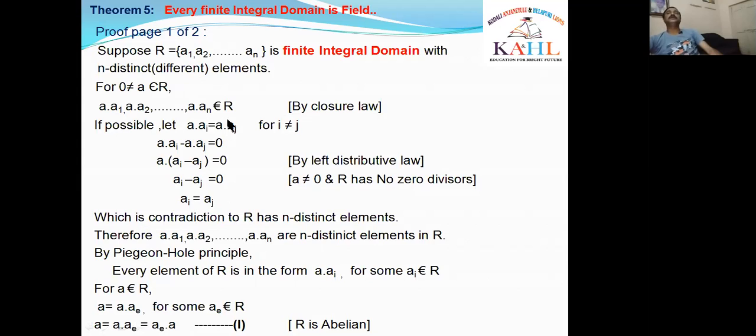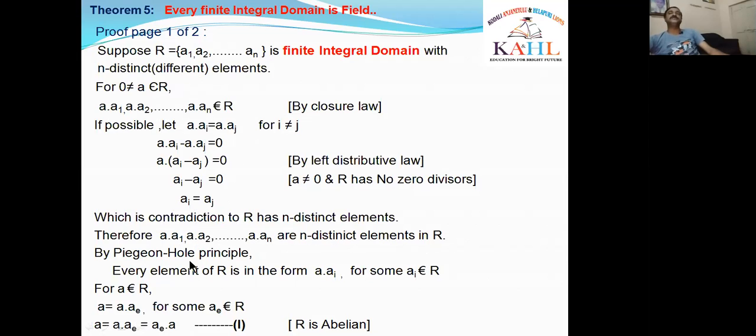So this is wrong. That means any two of these elements a·a1, a·a2, and so on, a·an are different, and any two elements of these are not equal. All are different in R. Therefore a·a1, a·a2, and so on, a·an are all n distinct elements in R.